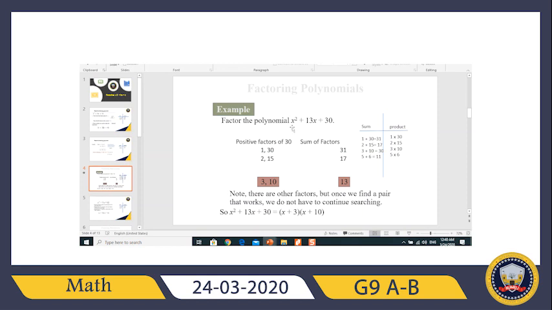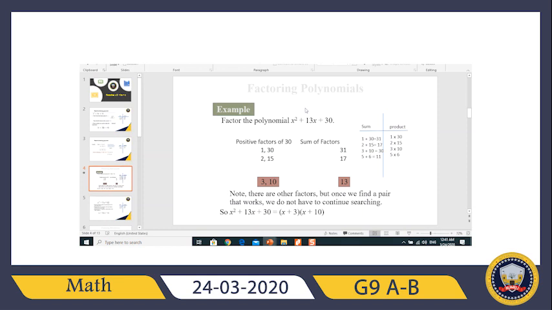Number two, I will write x in each bracket. In the first term of each bracket I will write x and x. Then I will skip the second term and go for the third term. The third term, I check its sign. Is it a positive sign? Positive sign. So both brackets will have the same sign of the middle term. I mean, I will put here plus and here plus.